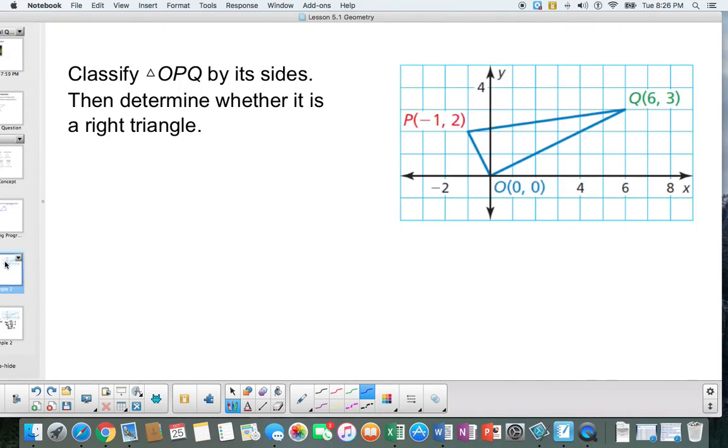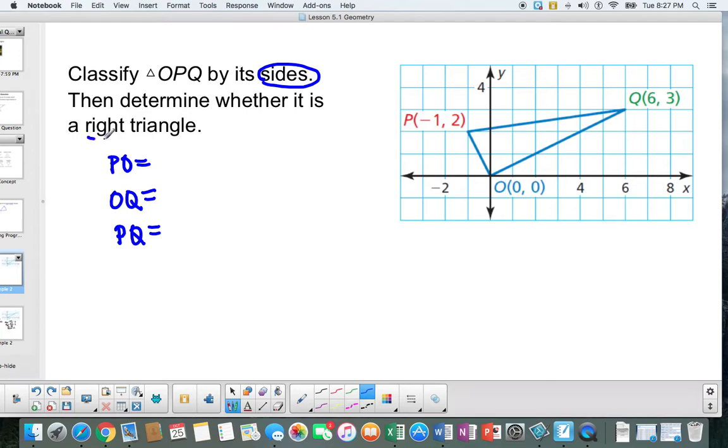All right, let's classify this triangle by its sides, then determine whether it is a right triangle. To do this, we need to find distance PO, and you can use the distance formula for that, distance OQ, and distance PQ. Now that will help you figure out how to name it by its sides.